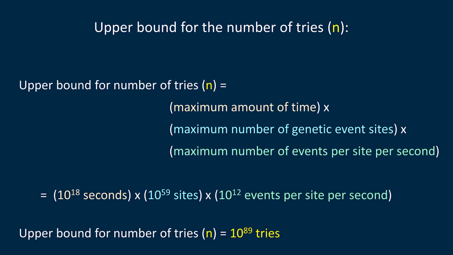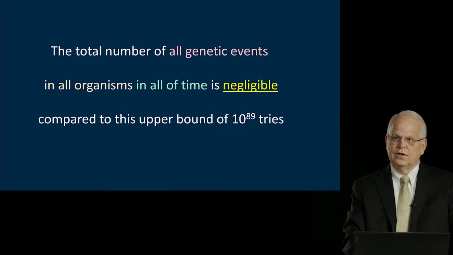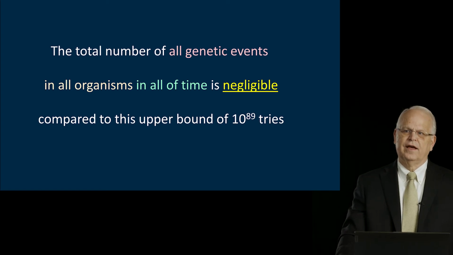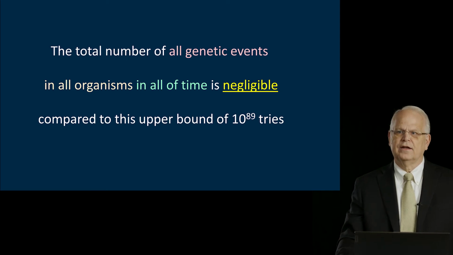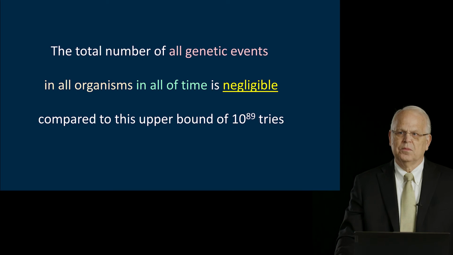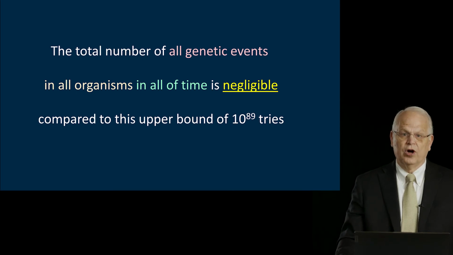So bringing back our formula, the upper bound for the number of tries is the maximum amount of time times the maximum number of genetic event sites times the maximum number of events per site per second. And when we plug in our numbers, we have then 10 to the 18th seconds for the maximum amount of time, 10 to the 59 sites for the maximum number of genetic event sites, and 10 to the 12th events per site per second. And that calculates out to 10 to the 89 tries. Now, the total number of all genetic events in all organisms in all of time is negligible compared to this upper bound of 10 to the 89th tries. There is no possible way there are more than 10 to the 89th tries to be had in all of time, in all the genetic event sites in all organisms. So it's important to catch that we have gone to this unreasonable extreme to give the best chance for the number of tries to make this one 400 amino acid protein.